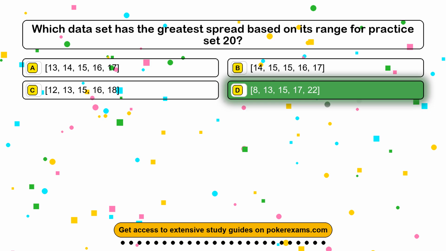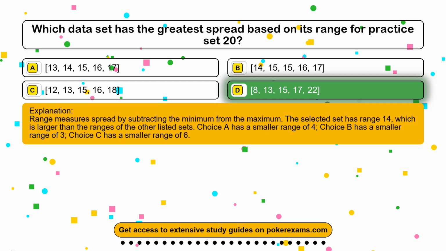The correct answer is option D, 8, 13, 15, 17, 22. Range measures spread by subtracting the minimum from the maximum. The selected set has range 14, which is larger than the ranges of the other listed sets.